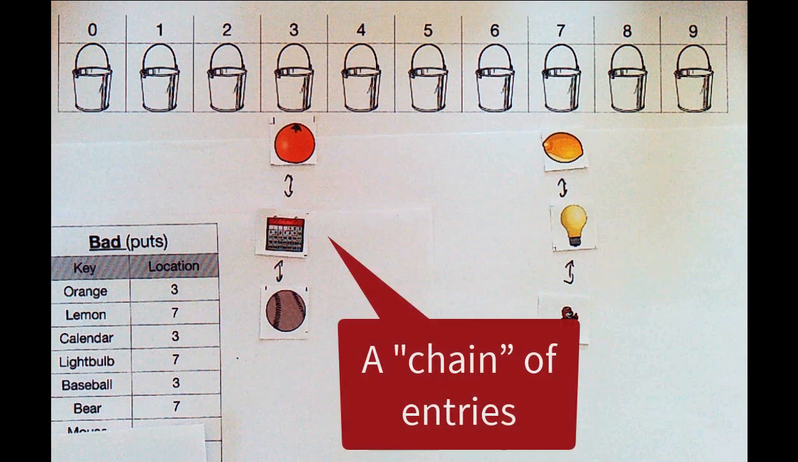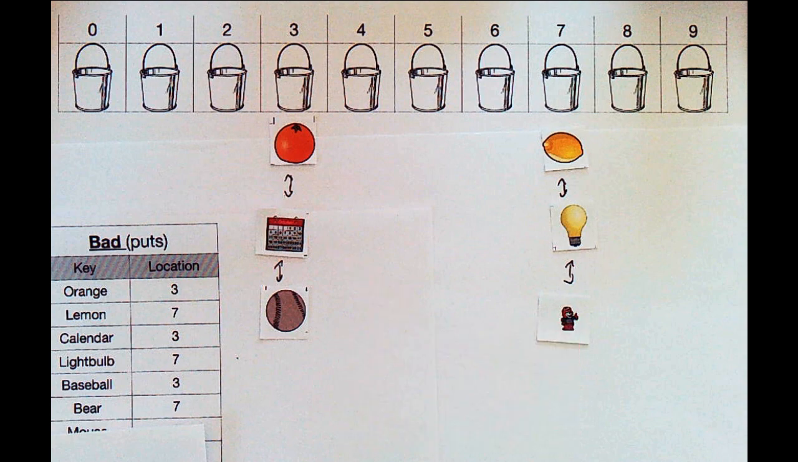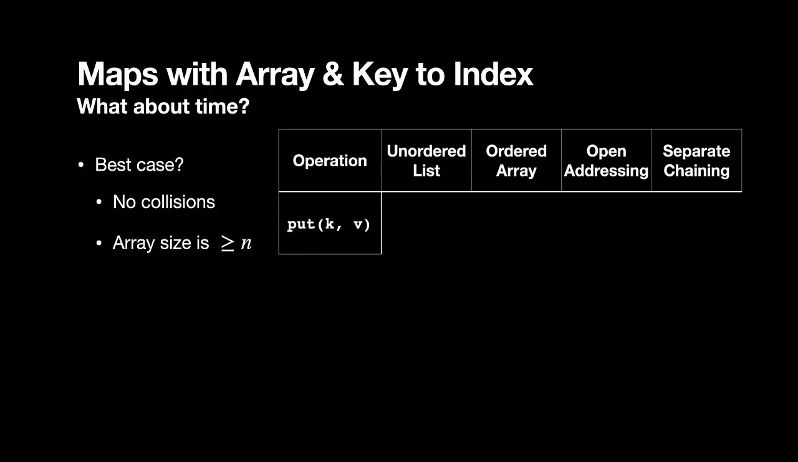We've essentially got separate chains for each of the possible locations in our array. So while we're here, let's also talk about time complexity.